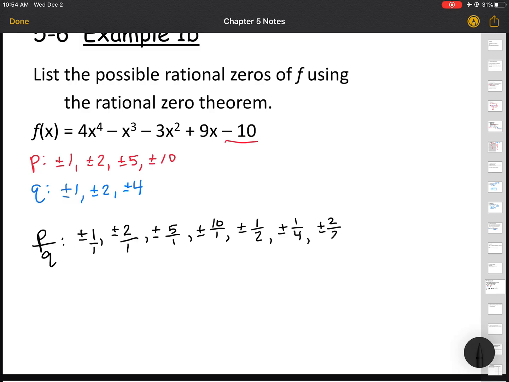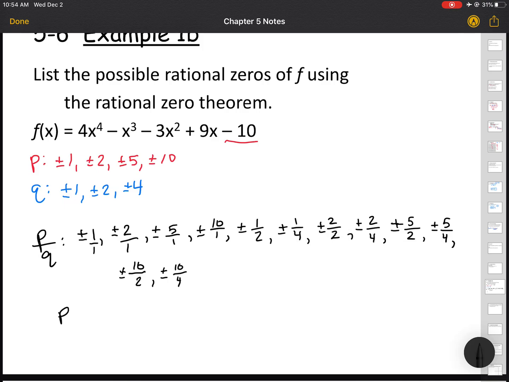So 2 over that, and positive and negative 2 over 4. And then we're going to use the 5's with the 2. Then lastly the 10: the 10 out of 2, positive or negative case, and 10 out of 4, positive or negative case.